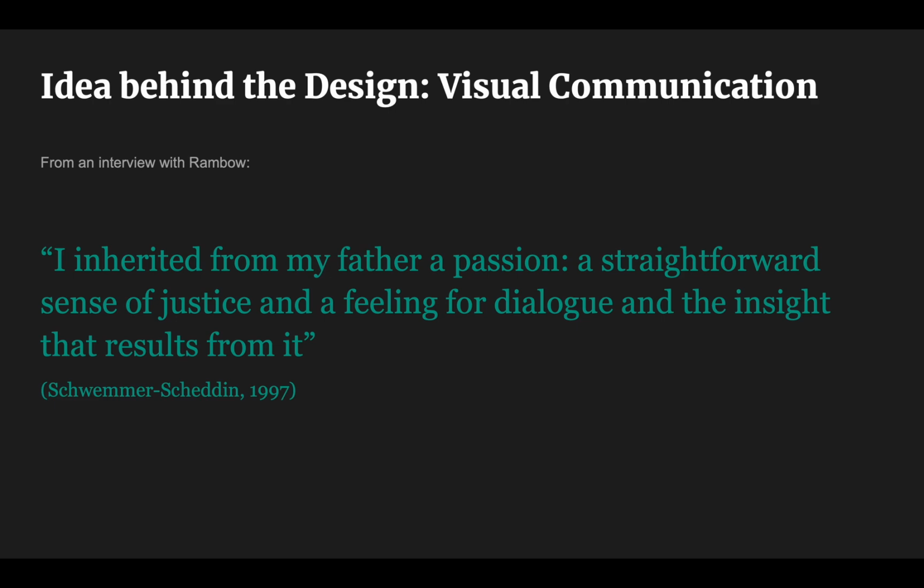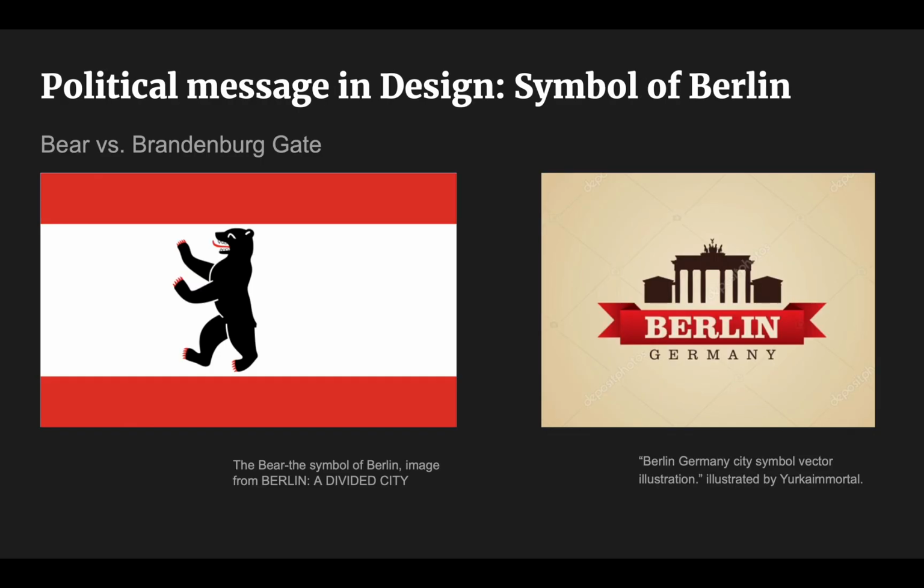In this same interview, Rambow mentions the political role of design using the example of Berlin's logo. The symbolism of Berlin is either a bear or the Brandenburg Gate. Some people consider the bear as a mascot animal of Berlin because German pronunciation of bear resembles Berlin's first syllable. Brandenburg Gate is a famous historical site located in Berlin. This is where the Berlin Wall was created too.